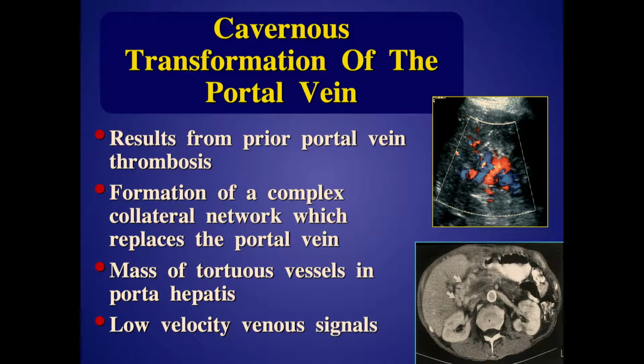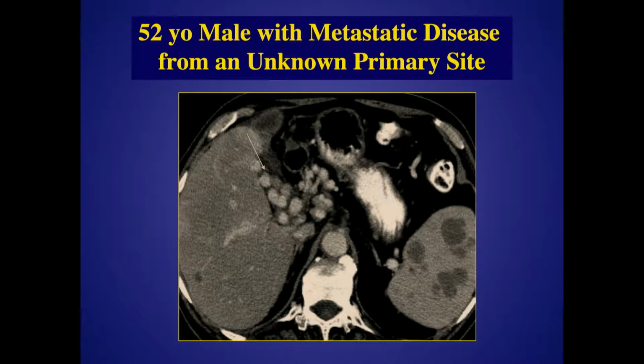And if you sample them, you will see low velocity venous signals, which would help you to distinguish it from tumor thrombus. Because you might say, well, how do I know these aren't tumor signals? These are venous signals as opposed to the arterialized signals we see with tumor thrombus. This is a 52-year-old male with a history of metastatic disease, unknown primary, and clear from this example, you can see evidence of metastatic disease here, as well as all these little tortuous vessels in the porta hepatis, another example of cavernous transformation.